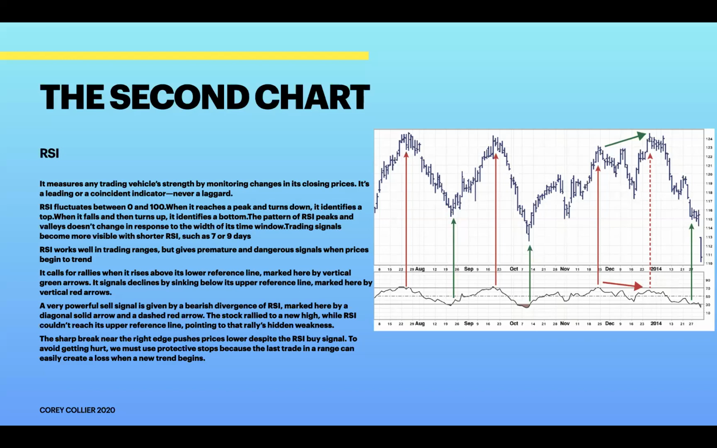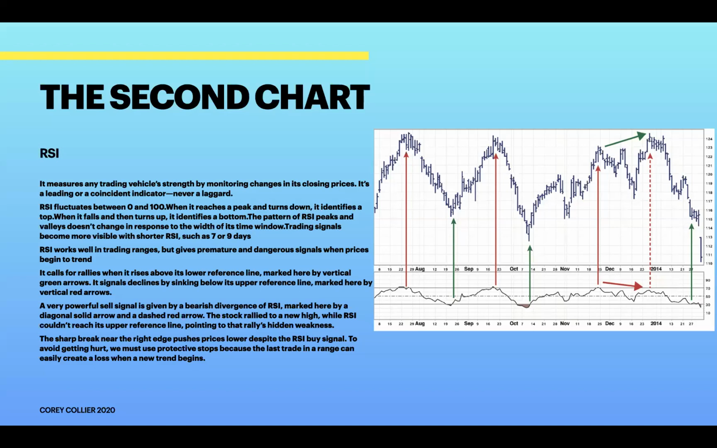And we'll set this up, guys. So the RSI works well in trading ranges, but sometimes it will give you premature and dangerous signals when prices begin to trend. We only use this, guys, for our entry only, right? Just like we only use the MACD to understand our momentum and our trend strength only. Everything else comes from what price is showing us.